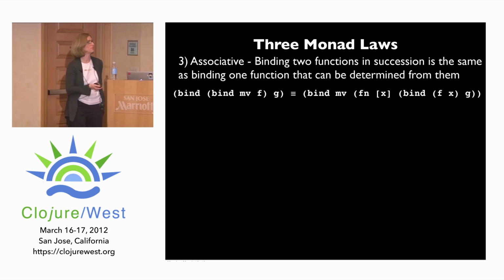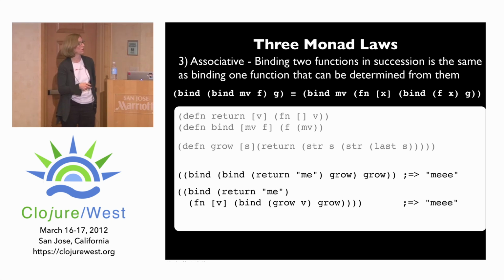Now the third monad law is a little bit more complicated. It's the associative law, and it just talks about the ordering of things: binding 2 functions in succession is the same as binding 1 function that can be determined from them. So here, if you call a couple of binds and a couple of grows, it's going to expand the me. And that's the same thing as calling bind on the return me and then putting it in a function that's doing the same thing. So just an ordering.